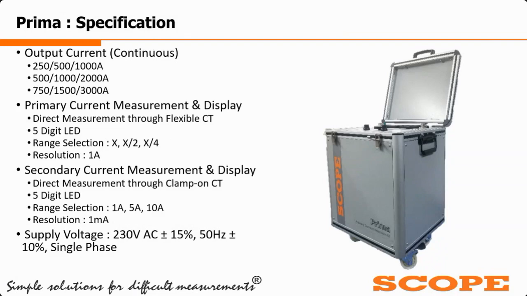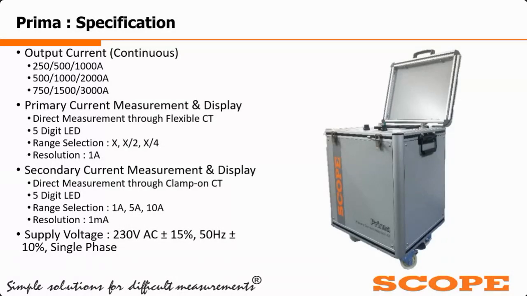In the primary current measurement and display facility, we can measure primary current directly through a flexible CT. For that, we have provided a 5-digit LED display, so the user can directly see the primary current that we are going to inject. Selection criteria are rated, rated by 2 and rated by 4. Resolution of the primary current is 1 ampere.